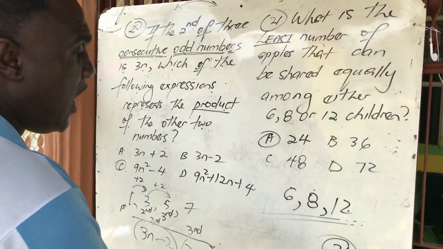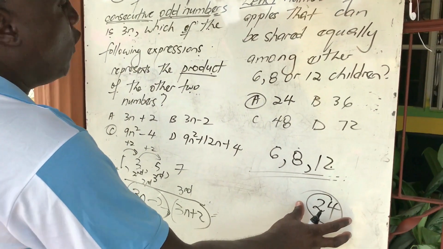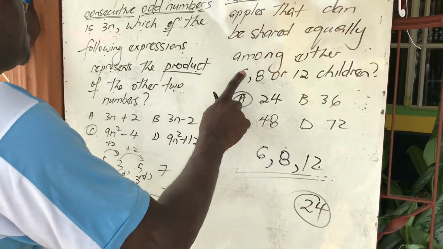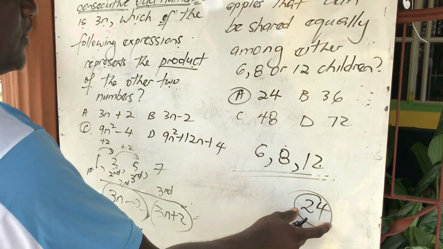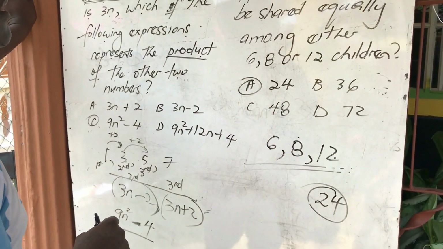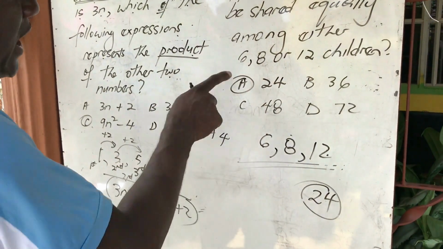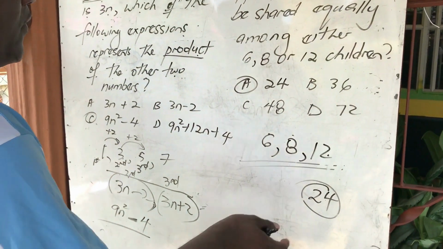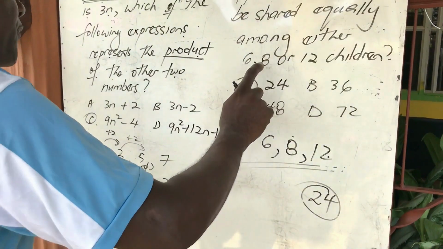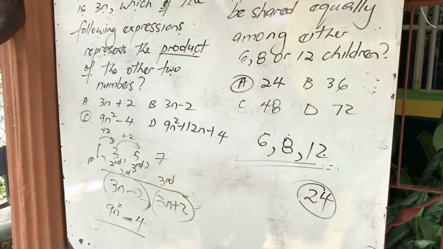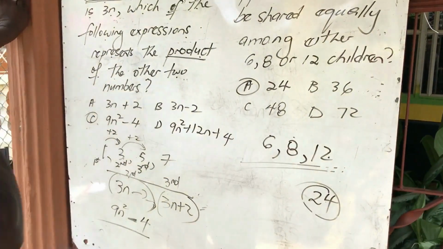In other words, if you have 24 apples, whether you have 6 children, you can share that 24 apples equally among those 6 children, in which each child will get 4 apples. And if there are 8 children, then each child can get 3 apples equally. And if there are 12 children, then those 12 children can get 2 apples equally, or an equal share. And that's what it means.